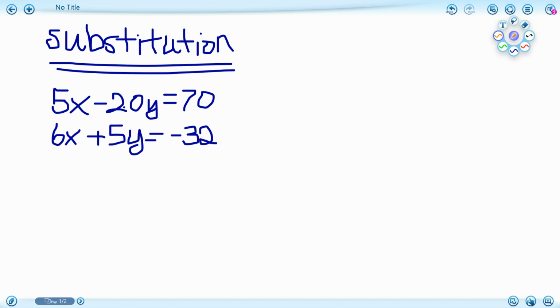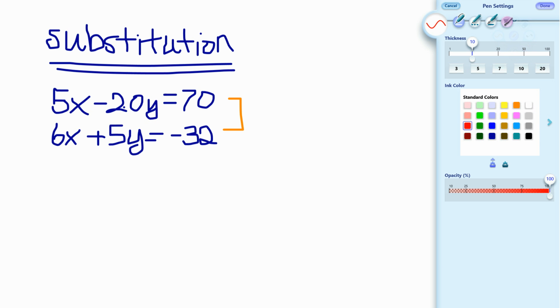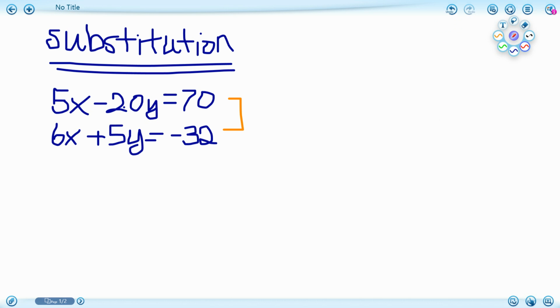When you look at these two equations right here, you can see that neither x nor y is almost by itself, but I'm going to choose the top equation. I'm telling you why I'm choosing the top equation to work with. When I look at these three numbers, I know I can either reduce it or solve for something that's going to work. So let's look at the top one. I'm going to write it right here.